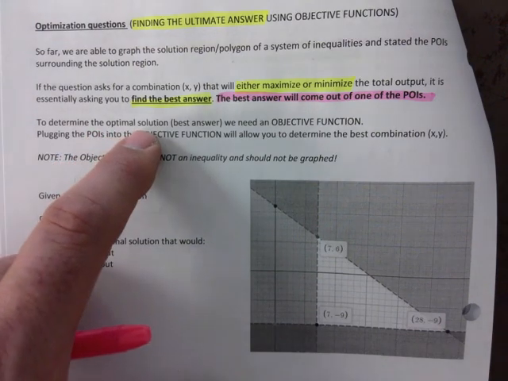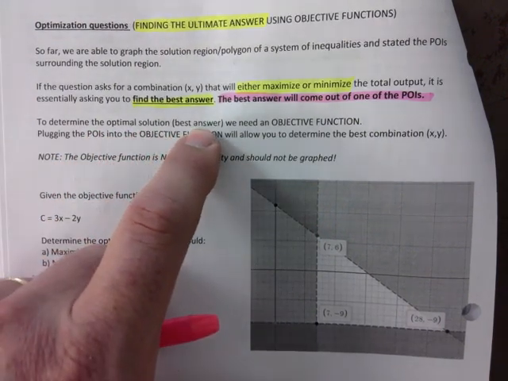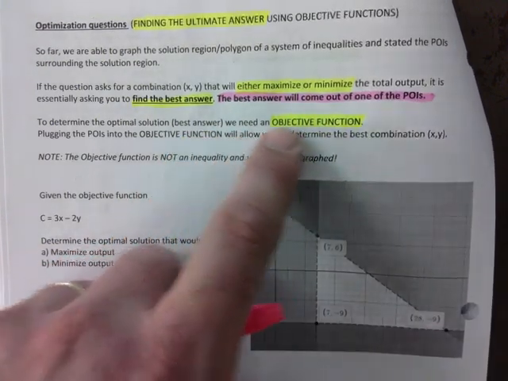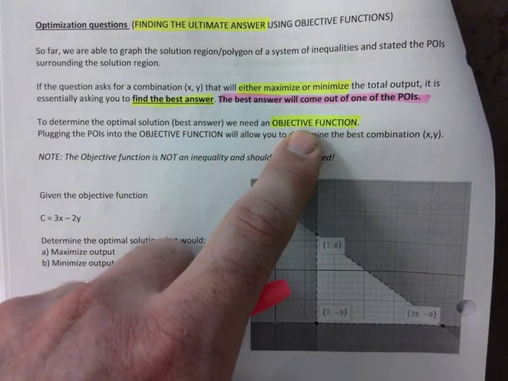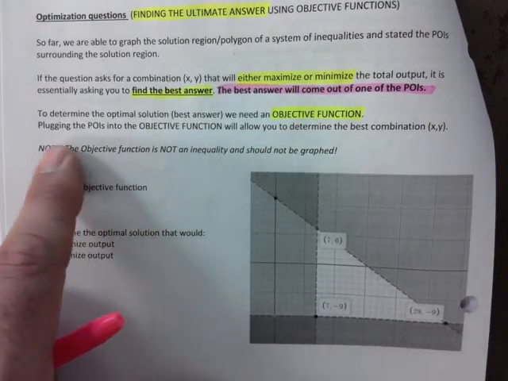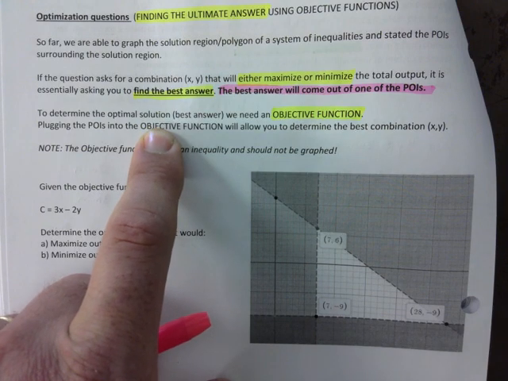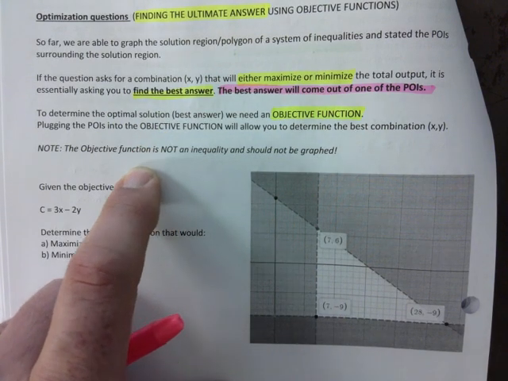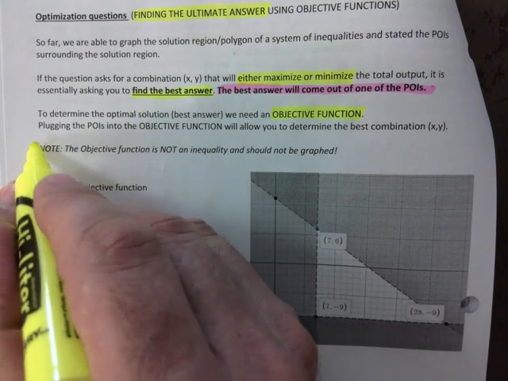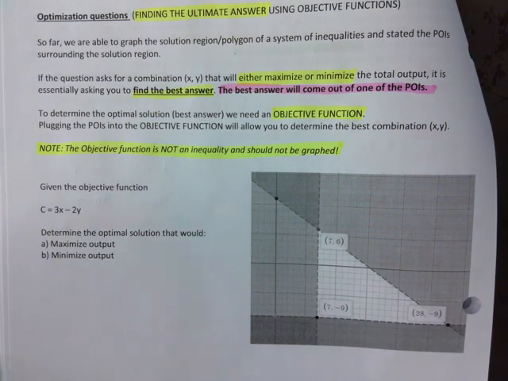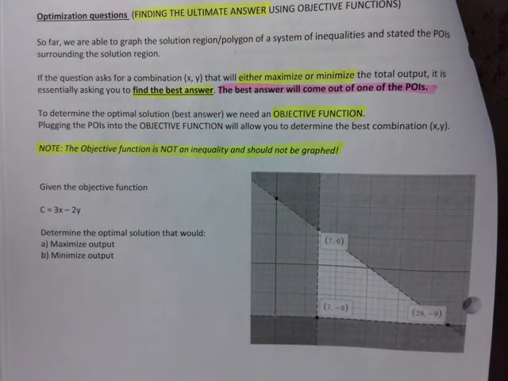To determine the optimal solution, the best answer, we need what we call an objective function. That's very important. It's a function. Plugging the POIs into the objective function will allow you to determine the best combination. Note, the objective function is not an equality and should not be graphed. You do not graph this one. This is just after you've graphed, you're going to use it to come up with the best solution.